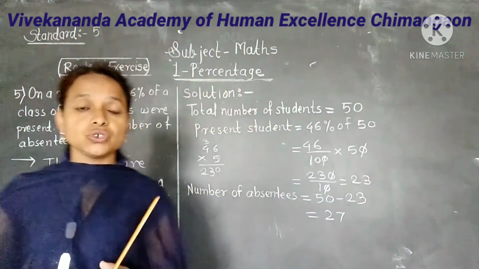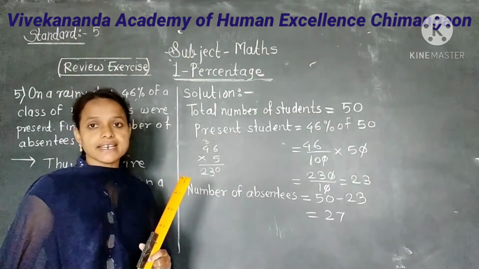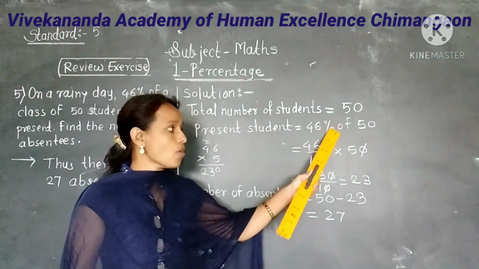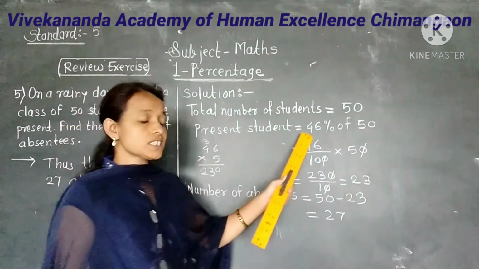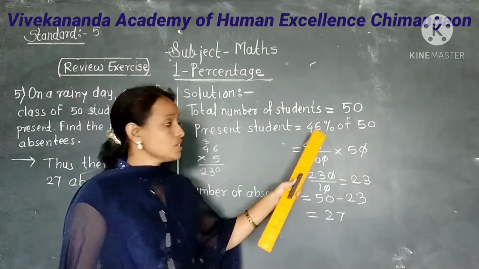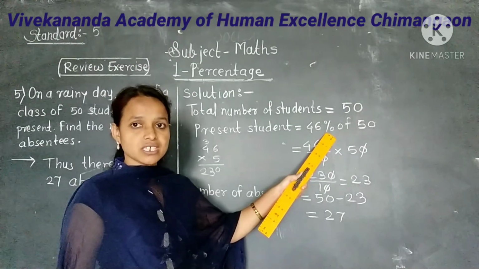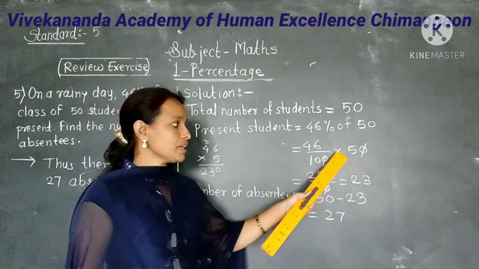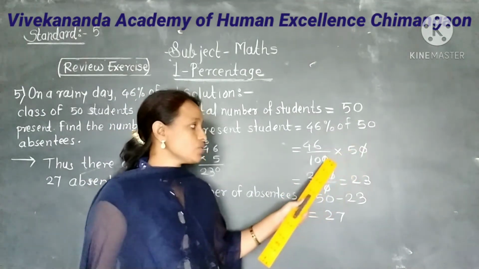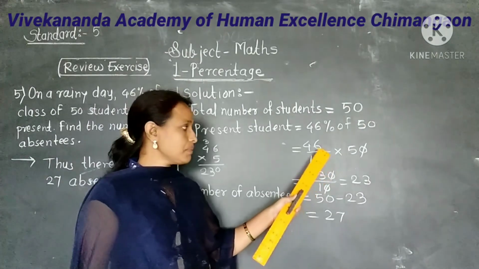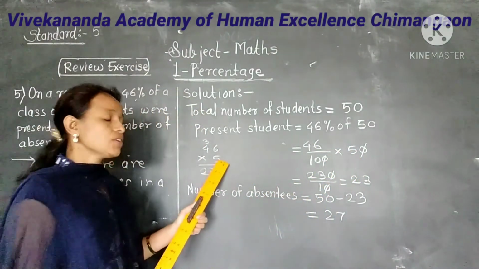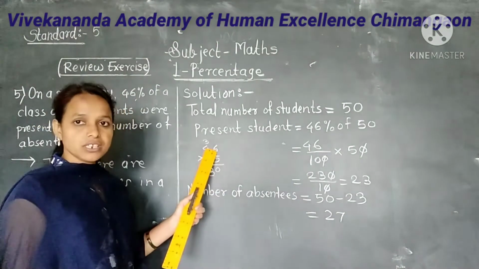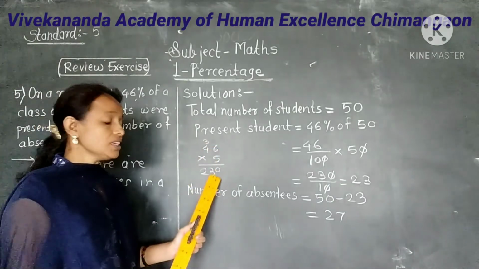So see here, solution. The total number of students in a class is 50. From that, present students are 46% of 50 students. So 46% we have to convert into a fraction. We remove the percent sign and divide 46 by 100. We get fraction 46 upon 100, and then we multiply by 50. Here 0, 0 get cancelled. Now we have to multiply 46 by 5. So here we multiply 46 by 5. We get 5 6s are 30, 0, carry over 3, 5 4s are 20, 20 plus 3, 23.